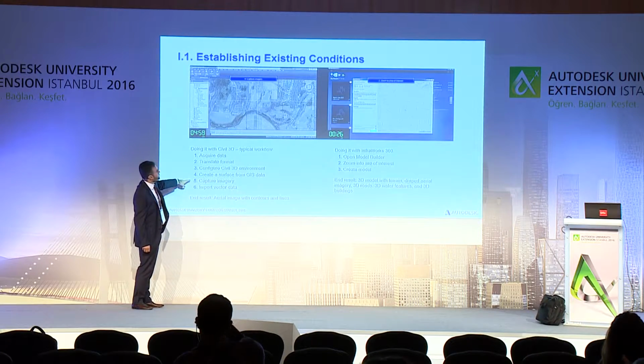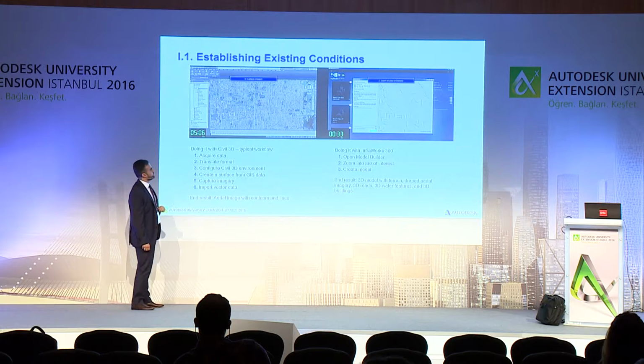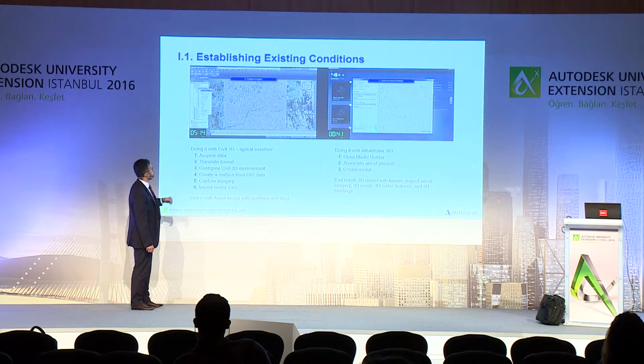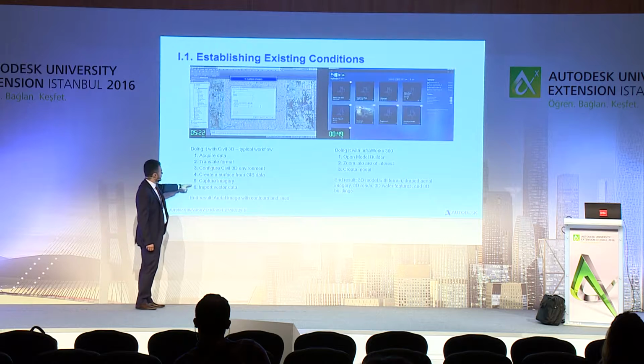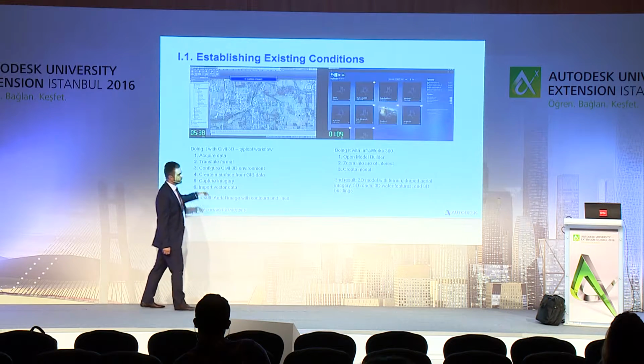Now we're capturing imagery. So we're getting the satellite imagery from the built-in sources inside of Civil 3D. And then finally, importing vector data if we need to. So the final result is what you see there.